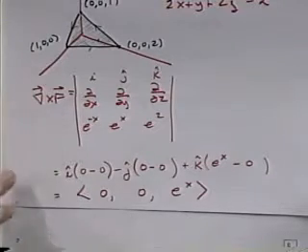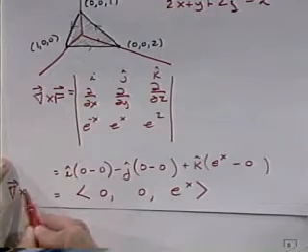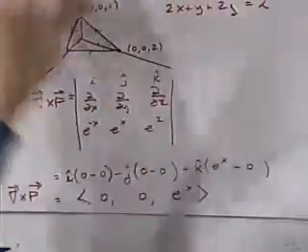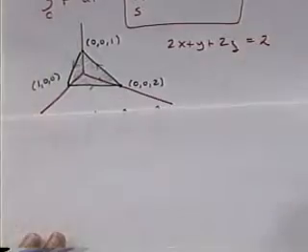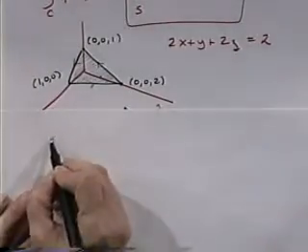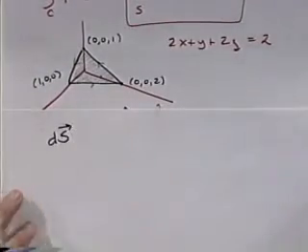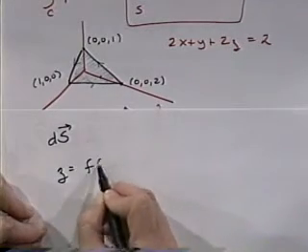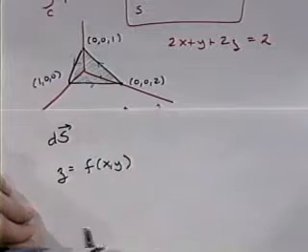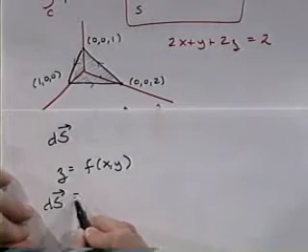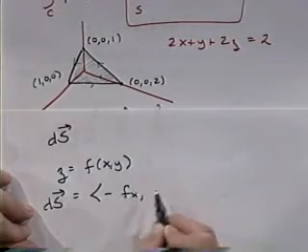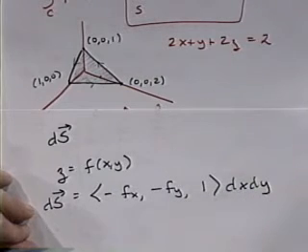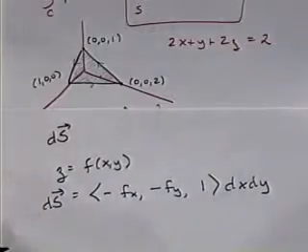Okay, so I've got my del cross f. I've got my curl. What do I have to do yet? I've got to figure out my dS. Well, remember, if you can have your surface in the form z equals f of x, y, your dS was quite simply minus the partial with respect to x, minus the partial with respect to y, 1, times dx dy. We did that last time.